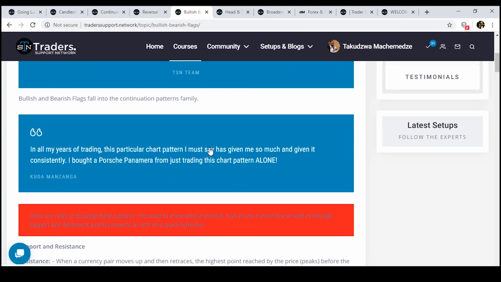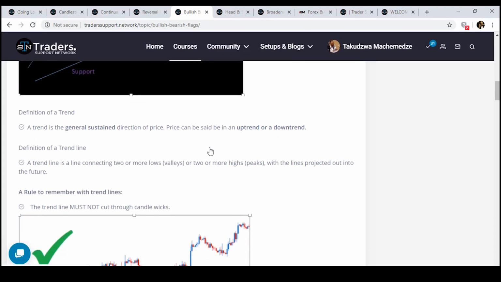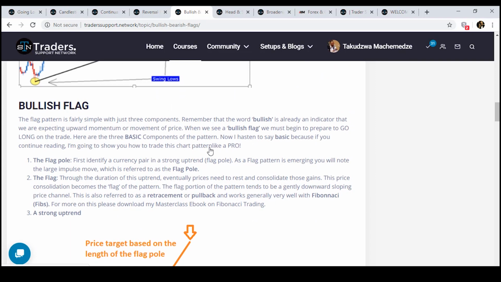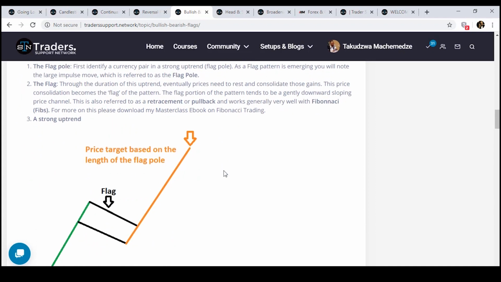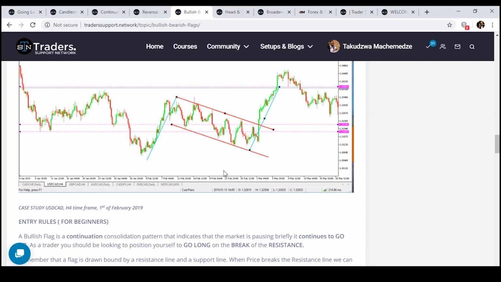If you had paid attention to the first video that you watched, you would understand where you'd find a bullish flag. The flag pattern is fairly simple, just 3 components. Remember, the word bullish is already an indicator that we're expecting upward momentum or movement of price. So you would also know where you would find this particular pattern, and it is found along a trend. All this information is there in the video. It's all there in the notes.